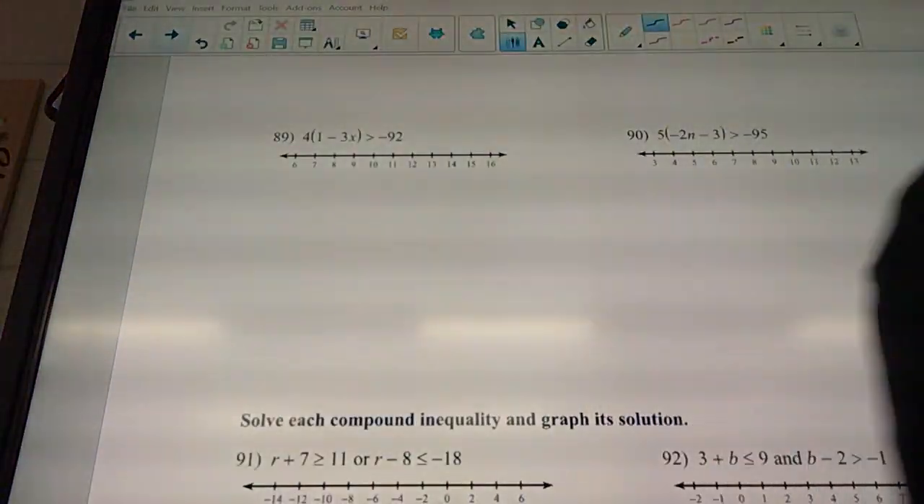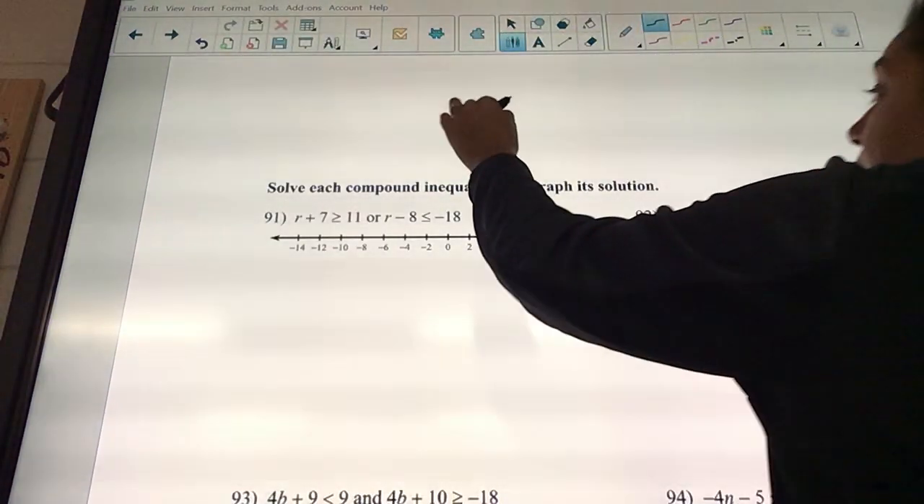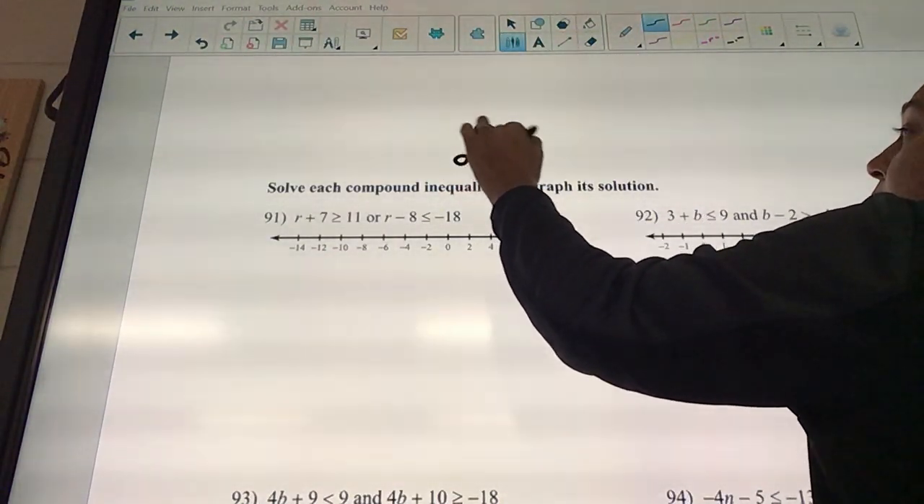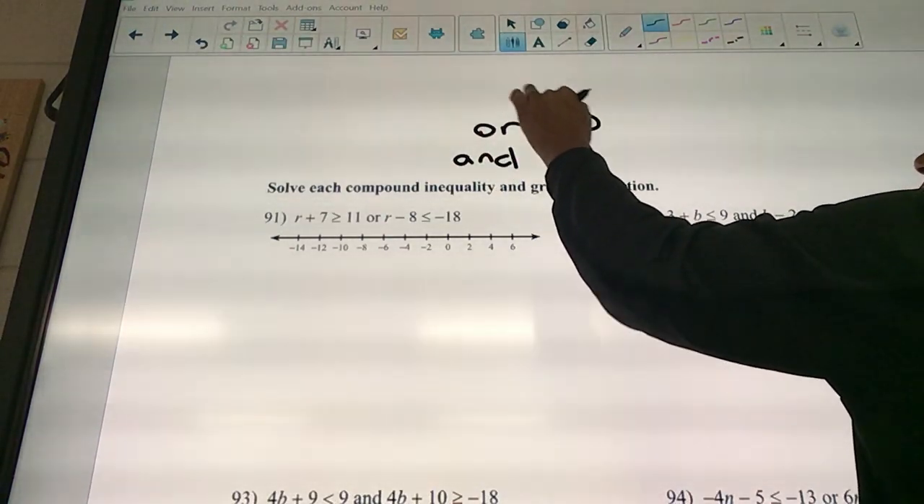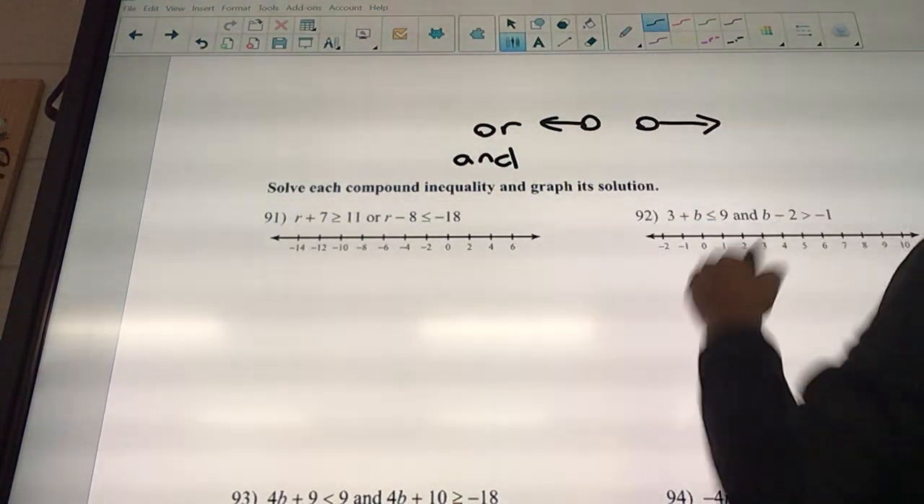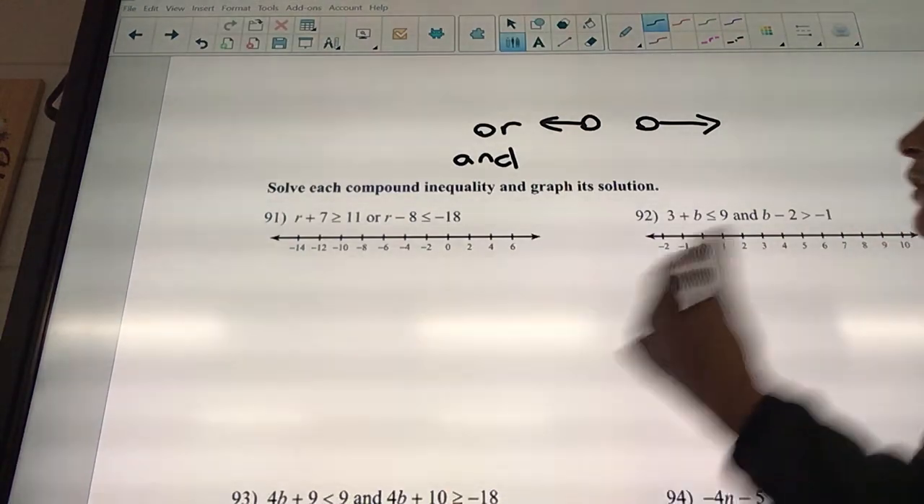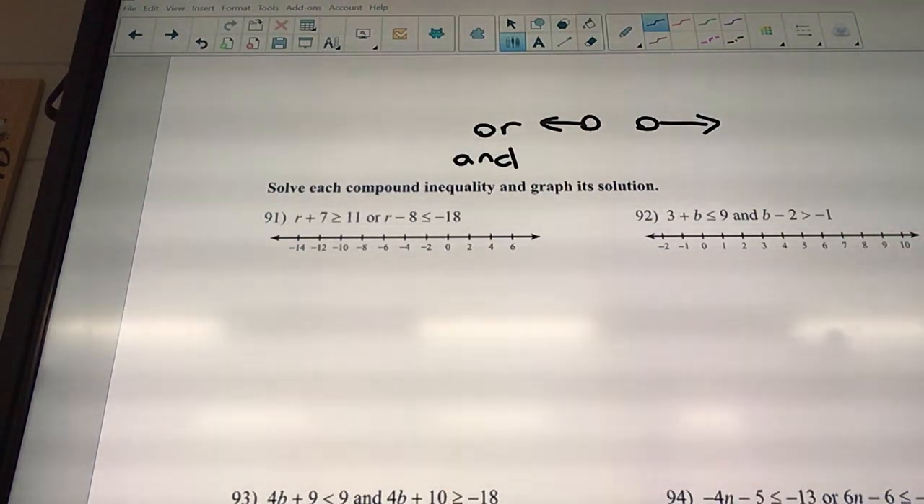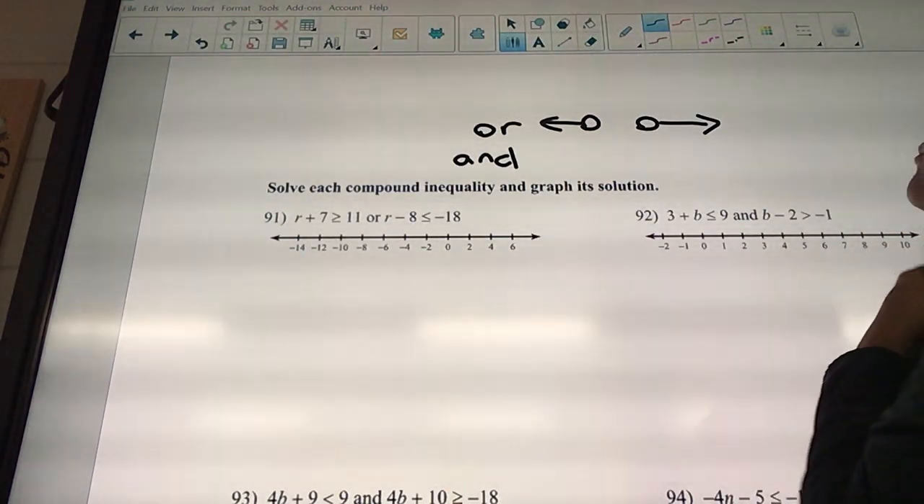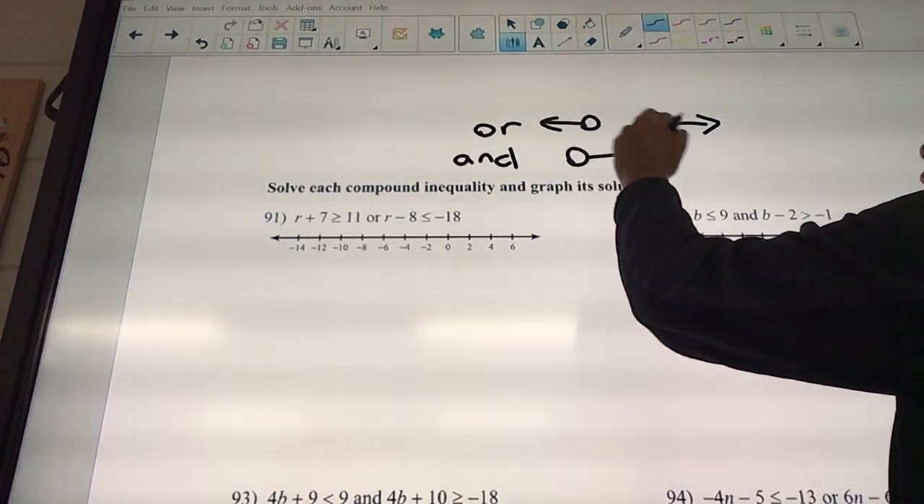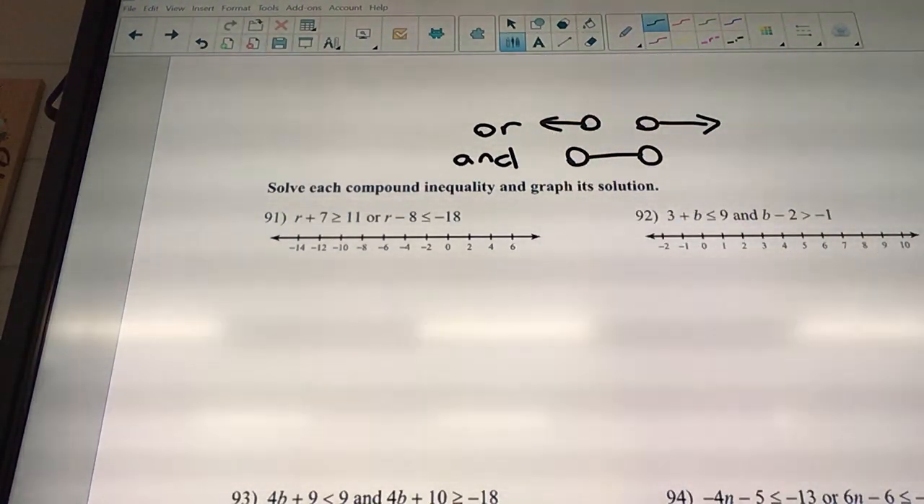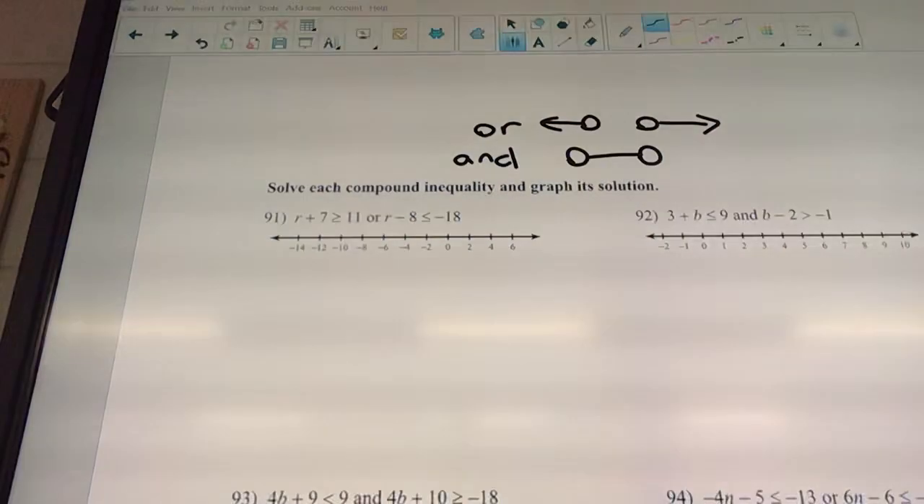Okay, notice how these are ands and ors. What does an or look like? Yeah, so ors look like they're pointed out, away from each other. One can be open, one can be closed. What does an and look like? Yeah, the and is together, they're pointed in. And so those are the notes that you would need for that.